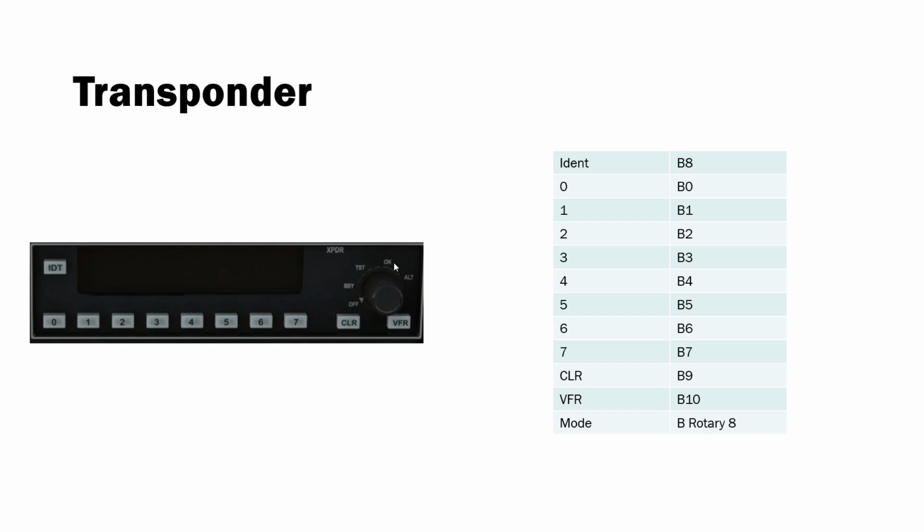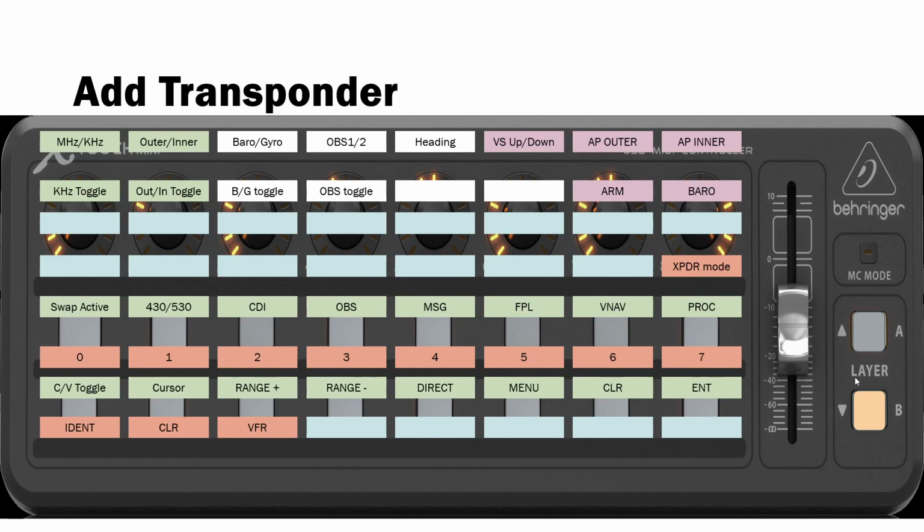Here, the off, standby, test, on, alt. So this is going to be layer B, and it's these sort of pinky colour ones. There's my digits to press in, there's the press ident, the clear, and the set it to VFR, so it just instantly goes to 7000 for VFR flights. And this rotary here is one that's going to do, so bank B, this rotary will do the mode for the transponder, because you don't change it that often once you're flying, so these are the less used things going on to layer B.